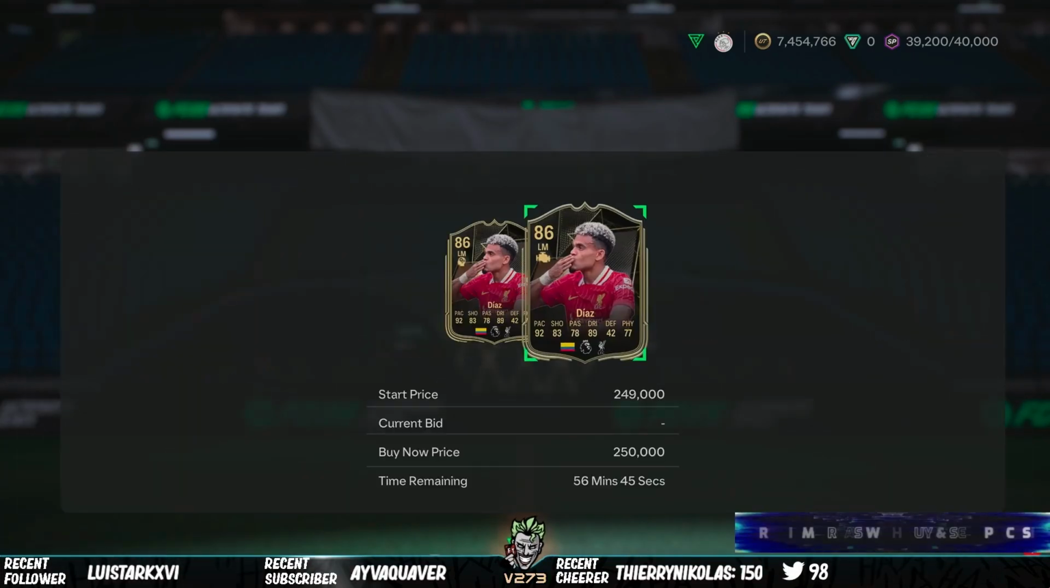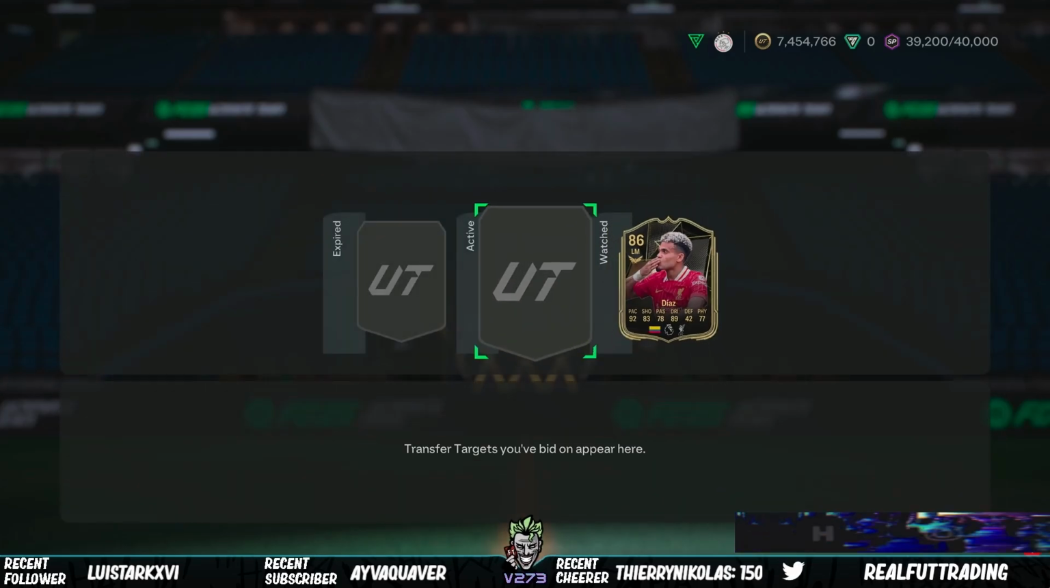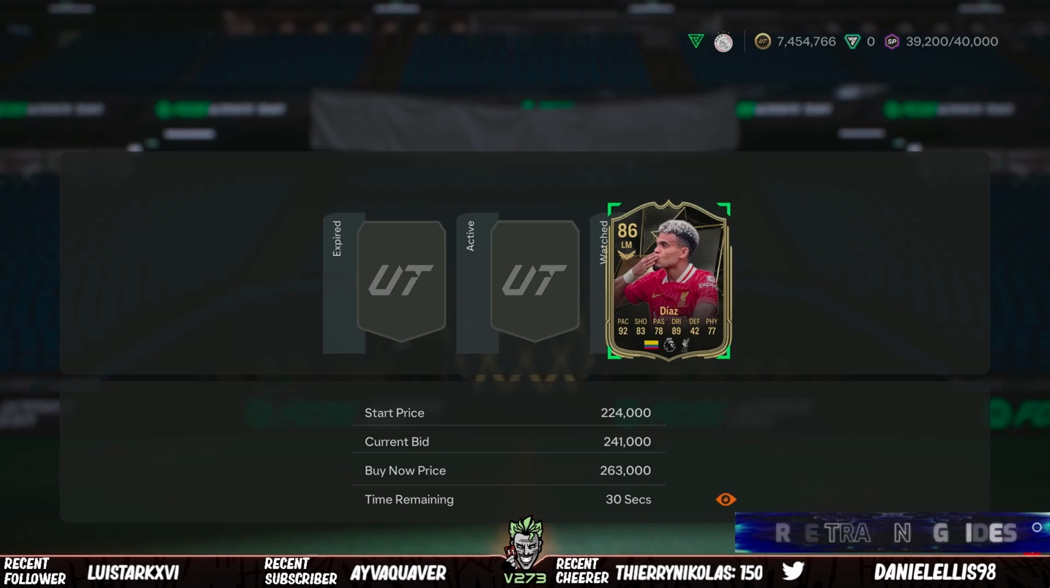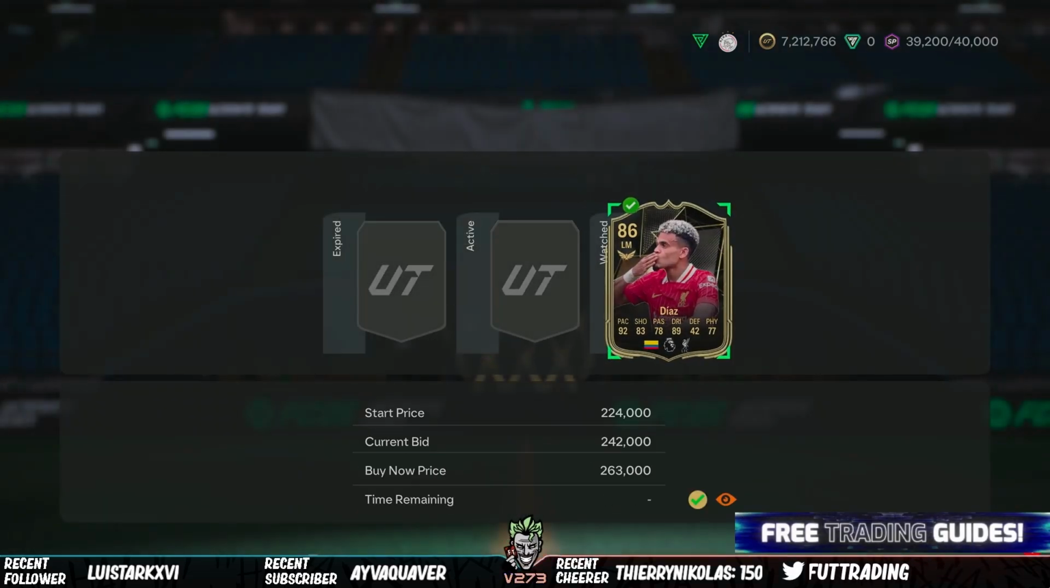You can see that other card's got 30 seconds left, so we'll just check that card now. We will be trying to obtain this card for under 245, right? Because we worked that out to be a decent buy price right now. So we can put a bid on for 242 and see if we can obtain the card, right?